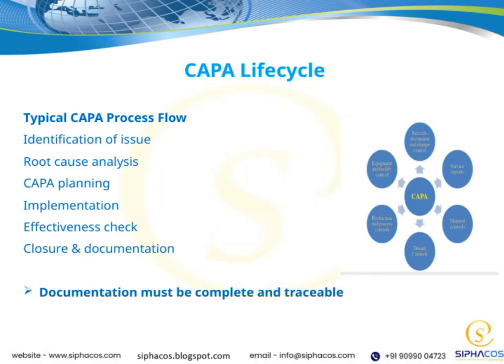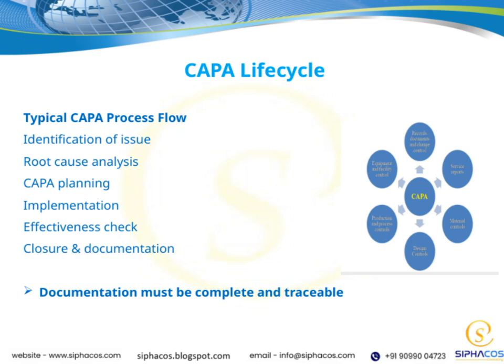Let's walk through the typical CAPA process flow. First, we start with the identification of the issue. This is where we recognize that something isn't quite right and we need to take action. Once we've identified the problem, the next step is root cause analysis. This is a critical phase where we dig deep to understand why the issue occurred in the first place. After pinpointing the root cause, we move to CAPA planning. Here, we develop a clear plan to address the root cause and prevent recurrence.